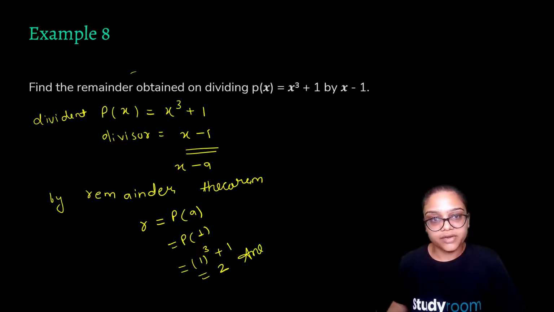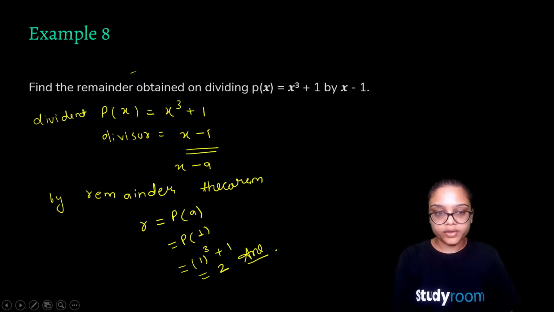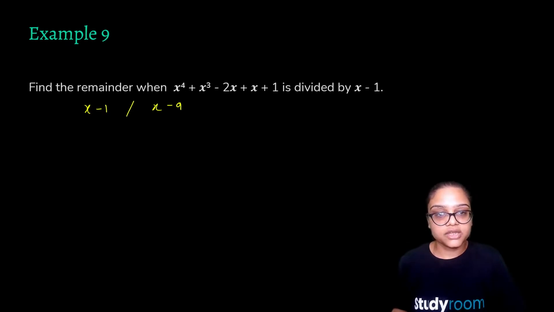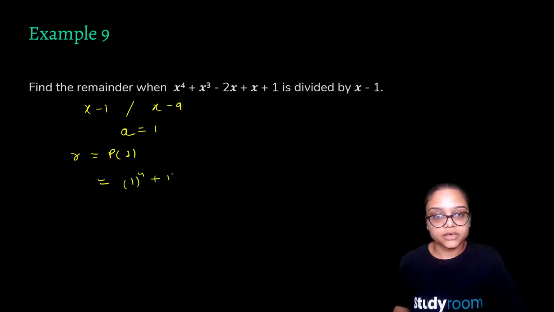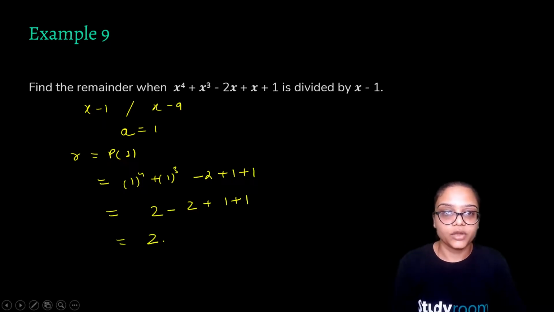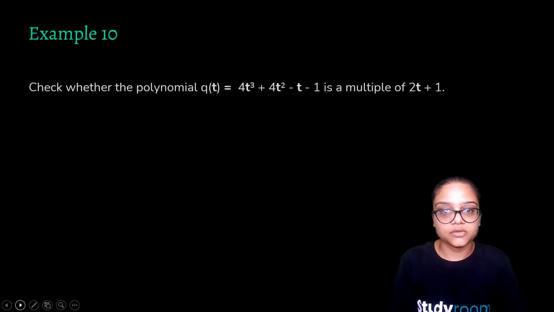Or you can check it by simply dividing, the way we solved the previous question. So how easy it became, right? We were dividing every time before. Now again, divided by x minus 1. Simply, you can see it's of the form x minus a. So match them and you would discover that a is equal to 1. So the remainder would be equal to p(1). So again, 1 to the power 4 plus 1 cube minus 2 plus 1 plus 1. So it will be equal to 2 minus 2 plus 1 plus 1, which is 2. Answer. So how easy it became using the formula.